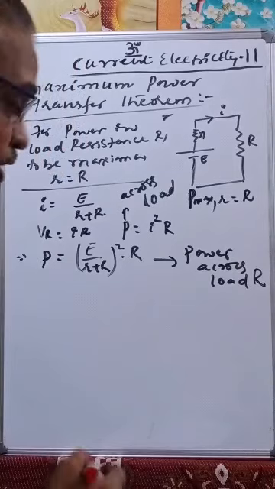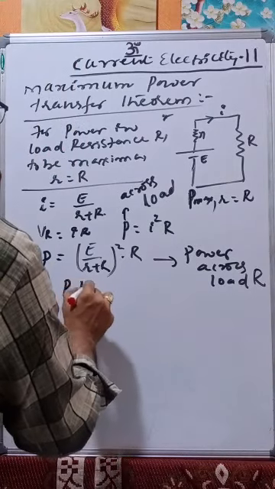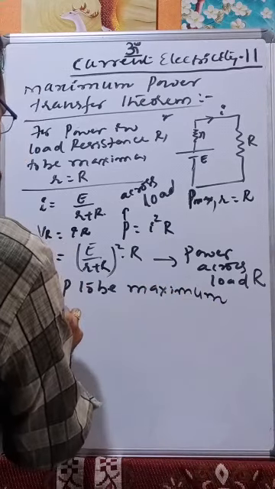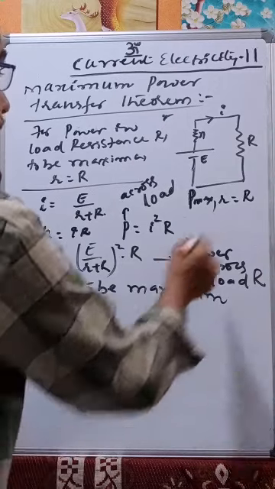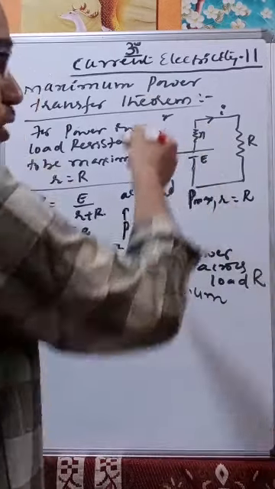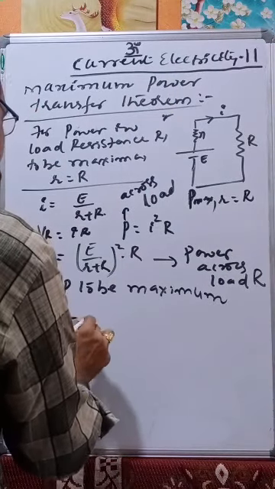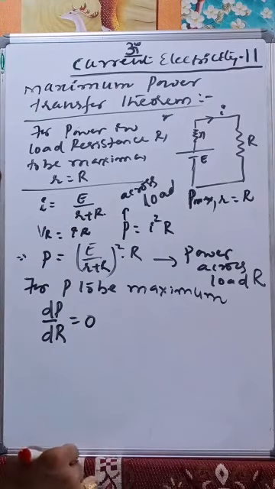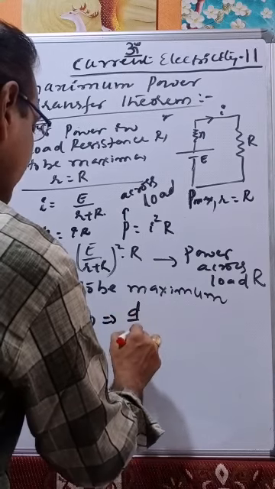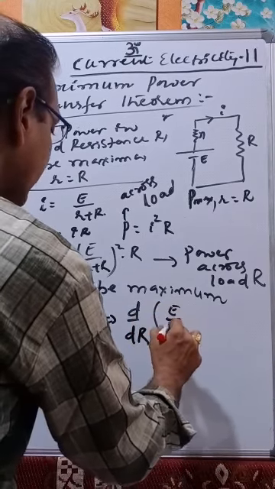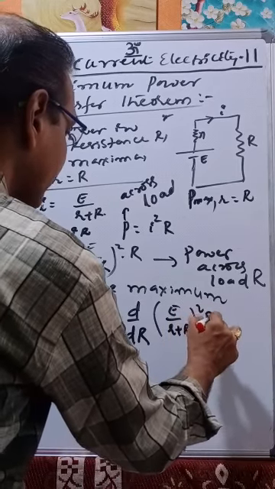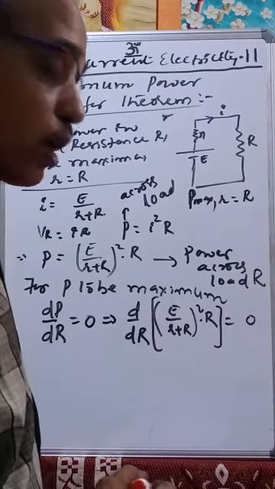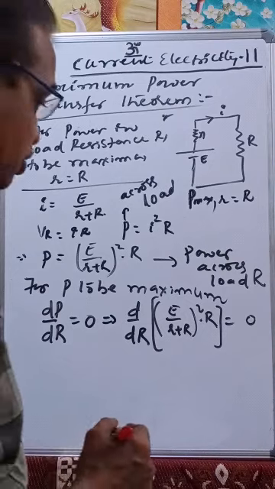Now for P to be maximum, the derivative dP by dR should be equal to 0. What is the variable here? This R is variable, but not this r. This is the fixed value for that cell. Therefore, dP by dR should be equal to 0. For power to be maximum, dP by dR should be equal to 0. This implies d by dR of (E by R plus r) whole square into R should be equal to 0.